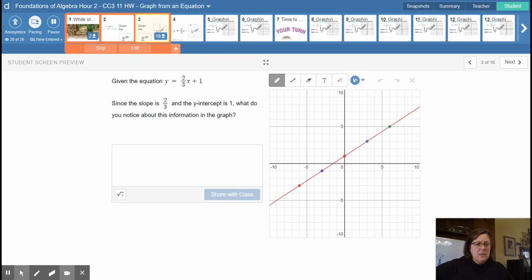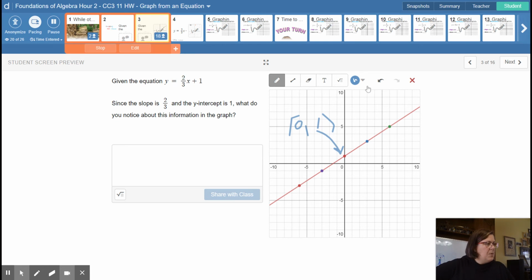It's 1, right? Remember, this is the coordinate pair 0, 1. I'm going to write here this y-intercept. Right here is that y-intercept, and this is that coordinate pair of 0, 1. It's going to write funky. 0, 1. There's your y-intercept.